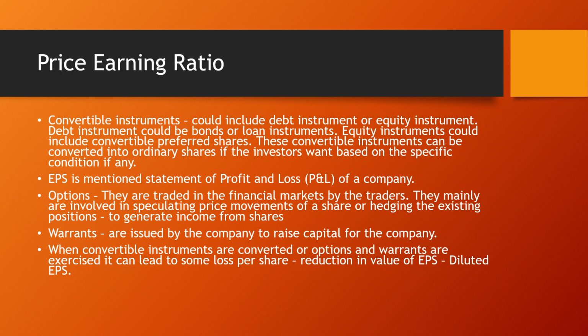Now, what are warrants? Warrants are issued by the company to raise capital for the company. So, when the convertible instruments are converted, or the options and warrants are exercised, by exercised we mean they are sold in the financial markets, it might lead to some loss per share. And when it leads to some loss per share, it leads to reduction in the value of earning per share. This is called diluted earning per share.